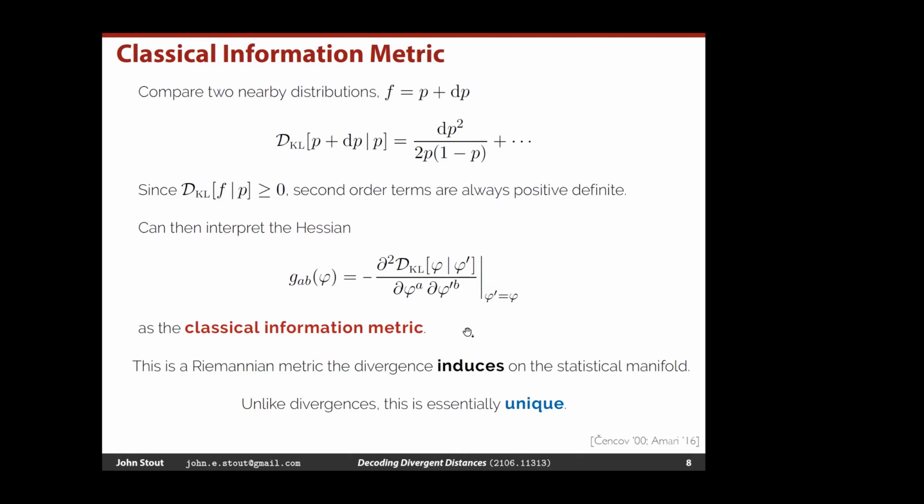So this metric is called the classical information metric, or the Fisher information metric. And its interpretation is naturally tied to distinguishability. There's a natural notion of distance defined on the statistical manifold that is tied to how easy it is to distinguish different members of that family.